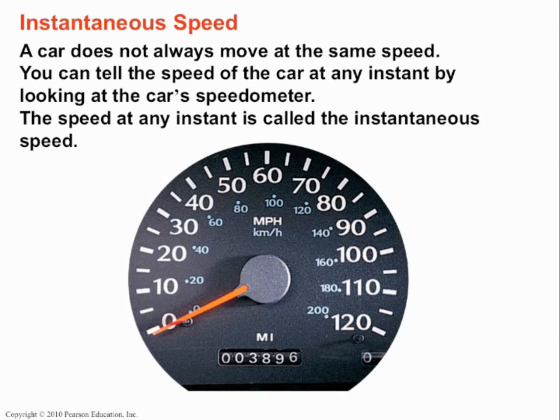Instantaneous speed. A car does not always move at the same speed. You can tell the speed of the car at any instant by looking at the car's speedometer. The speed at any instant is called the instantaneous speed. And as you drive, you've noticed this, right? At any second, you could be going 20 miles an hour, and then you're at 21, and then 22, and then 23, or you could be slowing down, but your speed is changing. So the instantaneous speed is the speed at any instant.